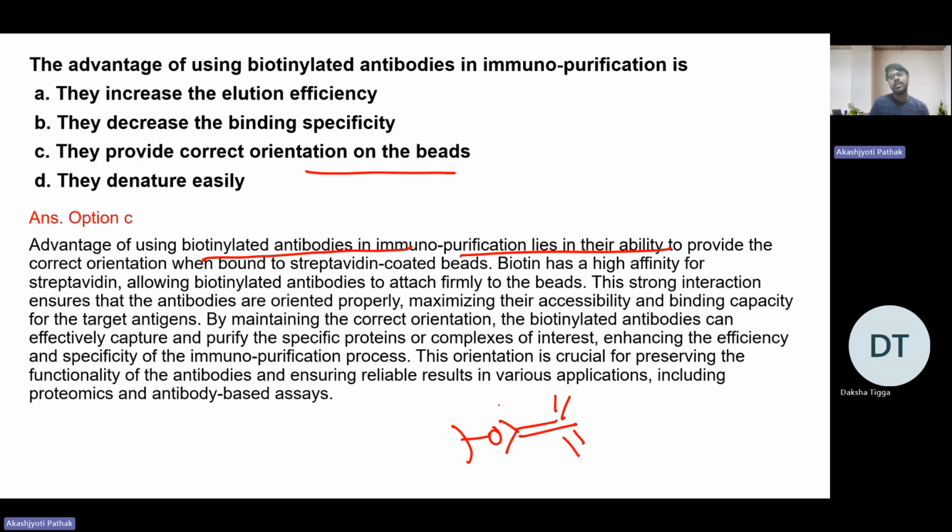Your antibody will go and bind to your matrix, which is immobilized with streptavidin. This strong interaction ensures that antibodies are oriented properly, maximizing their accessibility and binding capacity for the target antigen. It is essential that your antibody maintains correct orientation. Otherwise, it will not be able to bind to your antigen. That is why we use biotinylated antibody, so that it can maintain correct orientation when it binds to the matrix which is immobilized with streptavidin.